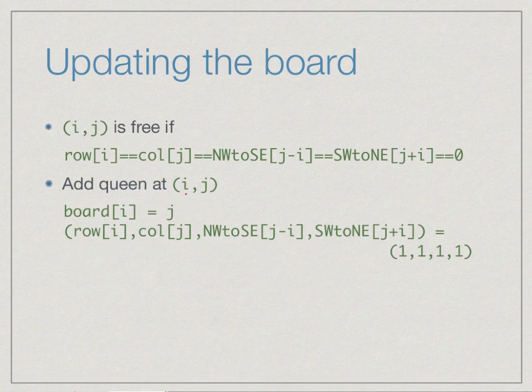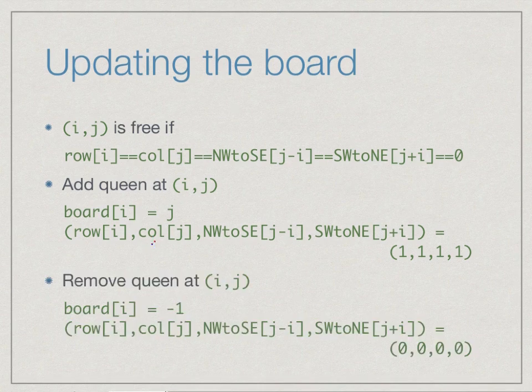When we add a queen at i, j, first we update the board representation to tell us that the ith row is set to the jth column. And for the appropriate row, column and diagonal corresponding to this square, we have to set all of them to be under attack. So row i becomes under attack, column j becomes under attack, the j minus i diagonal on the decreasing diagonal and the j plus i diagonal on the increasing diagonal all get set to 1. And undo is similarly easy.